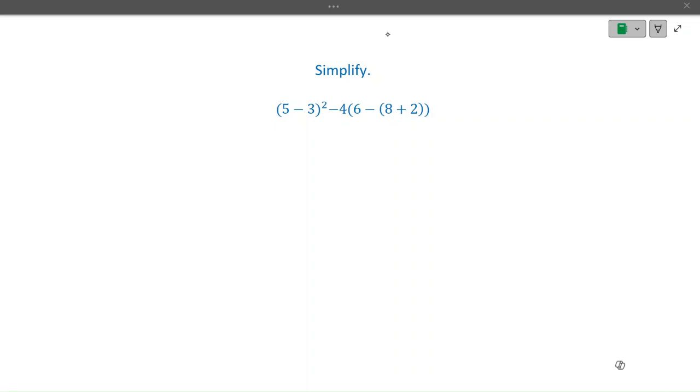The way we do that is we follow something called the order of operations. In the States, we often use the acronym PEMDAS to describe the steps that we follow when simplifying expressions. We work PEMDAS from left to right. So let's go over what this means.